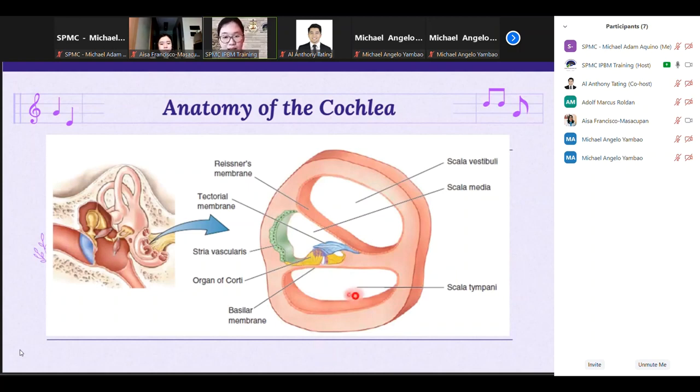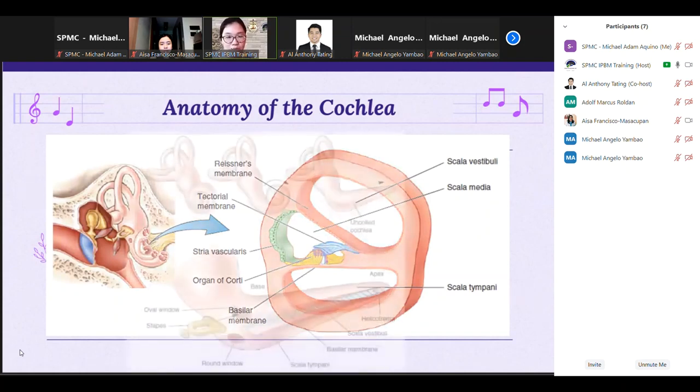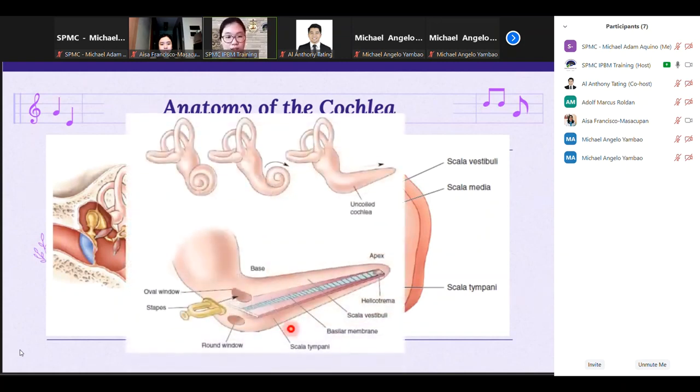So sitting on the basilar membrane is the organ of Corti, which contains auditory receptor neurons, and over this is the tectorial membrane. At the apex of the cochlea, the scala media is closed off. So if we uncoil the cochlea, by the apex the scala media is already closed off, and the scala tympani and the scala vestibuli become continuous through a hole called the helicotrema.